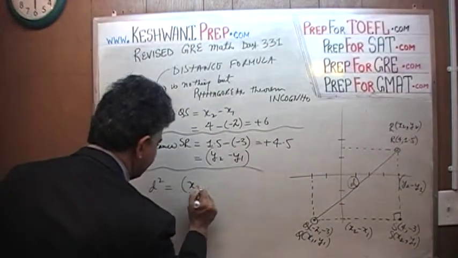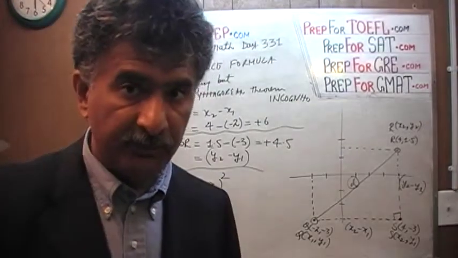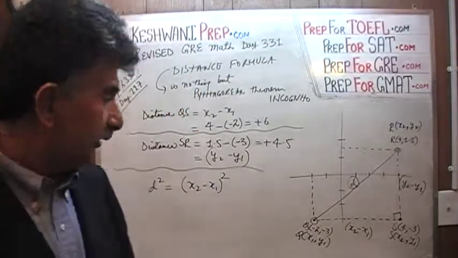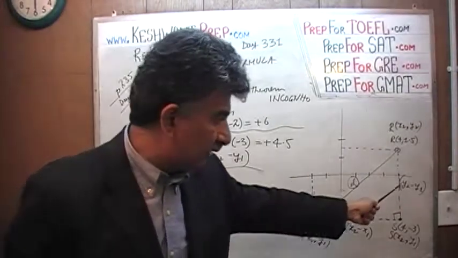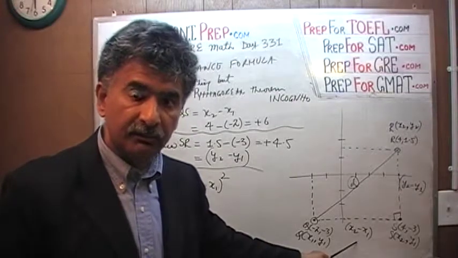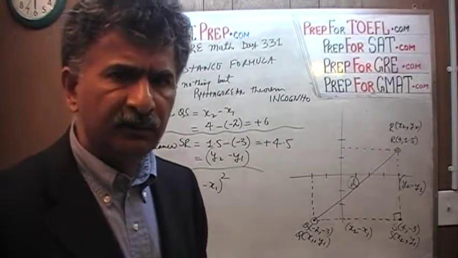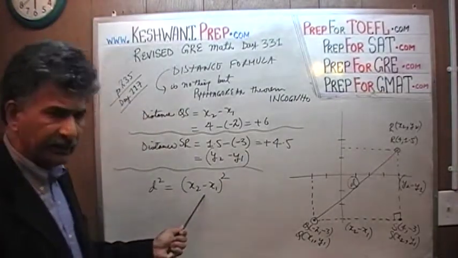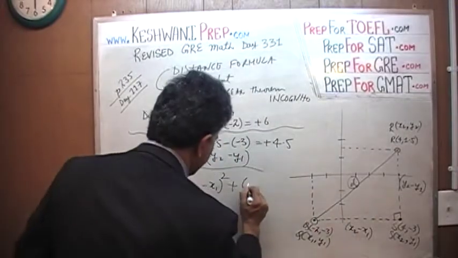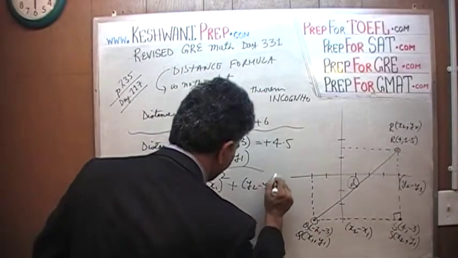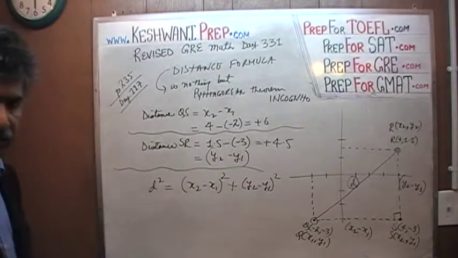So x2 minus x1 squared, that's what the Pythagorean theorem tells us, doesn't it? The Pythagorean theorem tells us that the square of the hypotenuse has to equal the sum of the squares of the other two sides. So this square right here, x2 minus x1 squared, plus the square of the other quantity, y2 minus y1 squared. Well, that is your Pythagorean theorem. This here, what you're looking at, is the Pythagorean theorem.